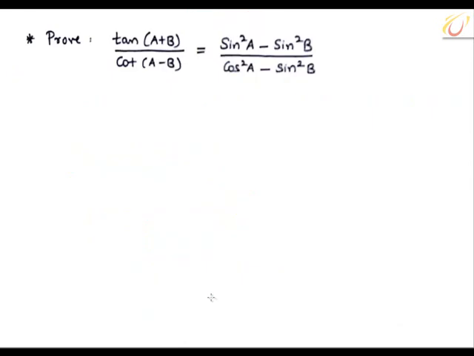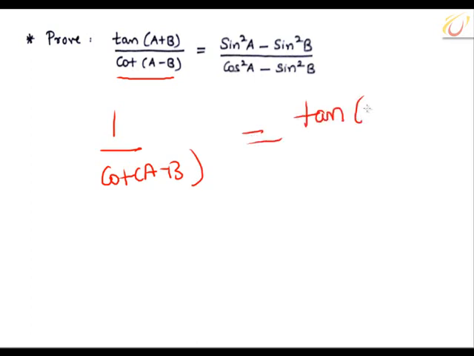Now a sum for practice. Prove that tan(A plus B) upon cot(A minus B) is equal to sin square A minus sin square B upon cos square A minus sin square B. So hint: 1 upon cot(A minus B) can be written directly as tan(A minus B). Try to solve the sum.